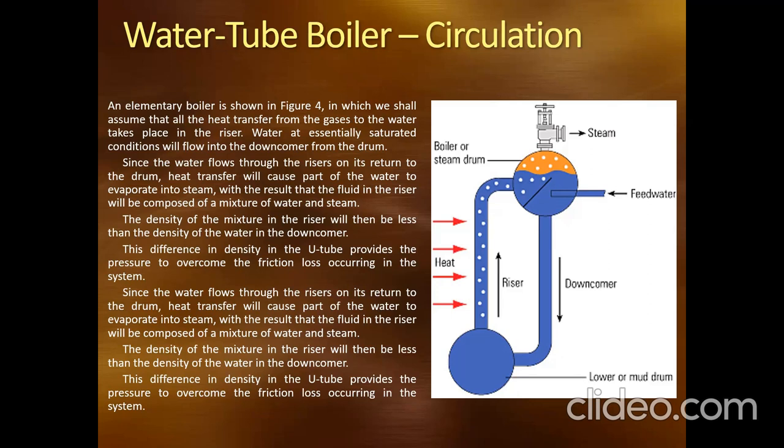The density of the mixture in the riser will then be less than the density of the water in the downcomer. Okay, ang title nito is water tube boiler circulation. The difference in density in the U-tube provides the pressure to overcome the friction loss occurring in the system. Kaya yung pressure drop nun is equal dun sa friction loss.